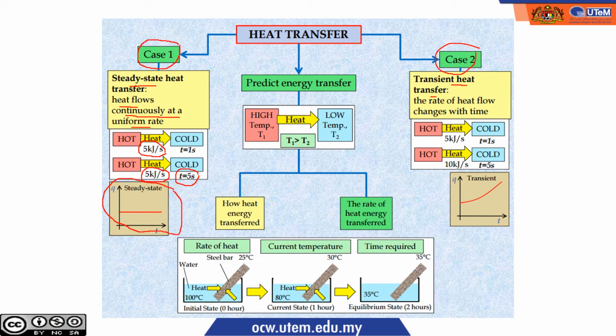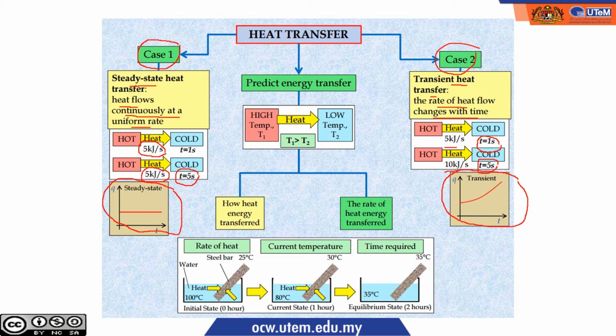Okay, another one, transient heat transfer. The definition is that the rate of heat flow changes with time. Heat flow changes with time. So for example, in the first 1 second, the heat transfer rate is 5 kilojoule per second, but after 5 seconds the heat transfer rate is increasing. So when you plot the graph, it shows the curve of increasing heat transfer rate, Q.